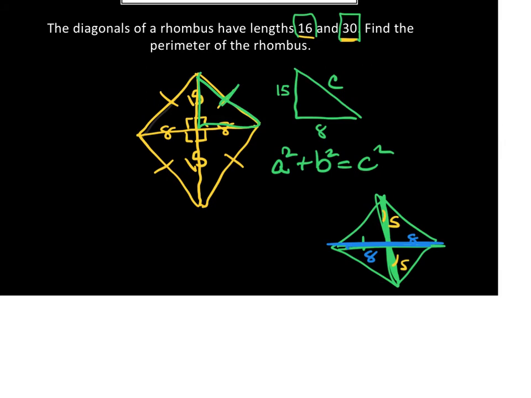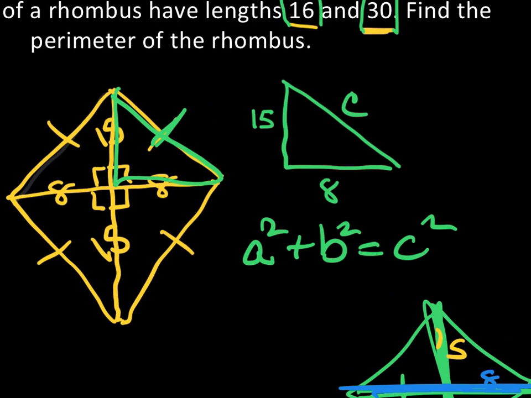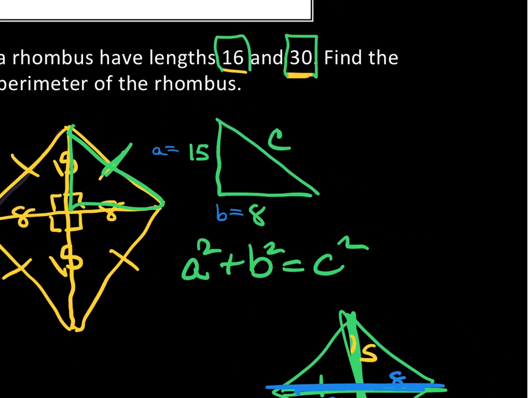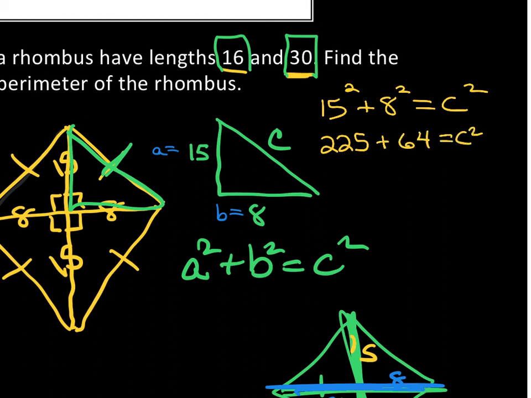So again, I'm using a squared plus b squared equals c squared. It doesn't matter if the 15 is a and the 8 is b, or vice versa. You can switch them up. So let's try this. So 15 squared plus 8 squared equals c squared. 15 squared is 225. 8 squared is 64. I'm going to add those and get 289.